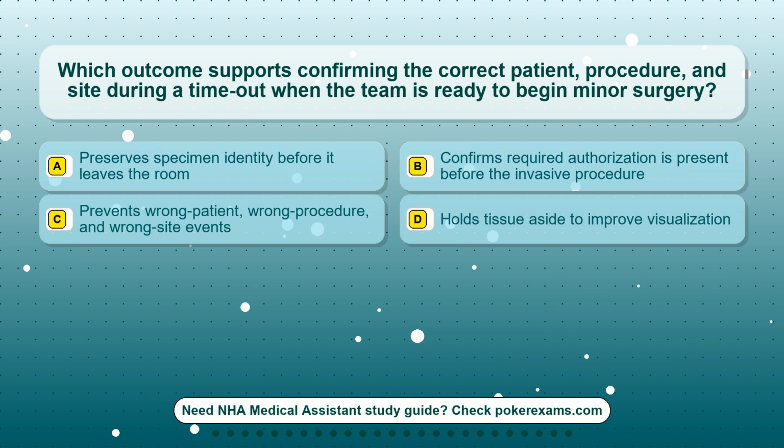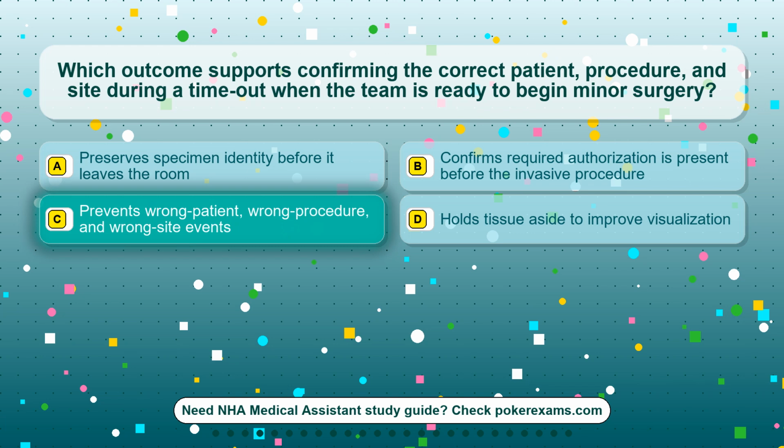Question 3. Which outcome supports confirming the correct patient, procedure, and site during a time-out when the team is ready to begin minor surgery? Option A. Preserves specimen identity before it leaves the room. Option B. Confirms required authorization is present before the invasive procedure. Option C. Prevents wrong-patient, wrong-procedure, and wrong-site events. Option D. Holds tissue aside to improve visualization.